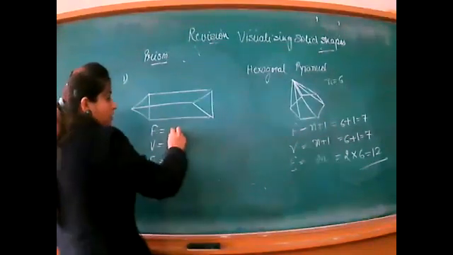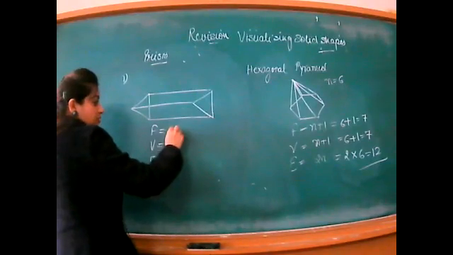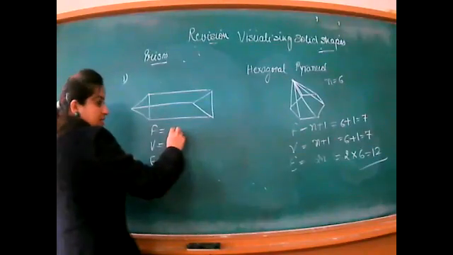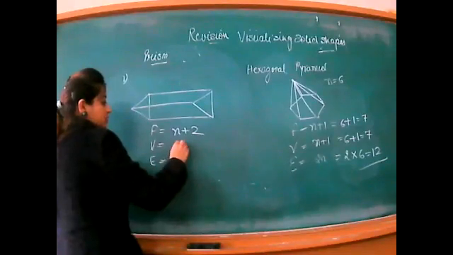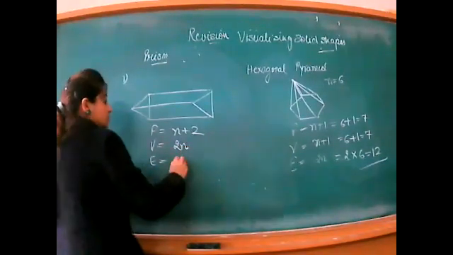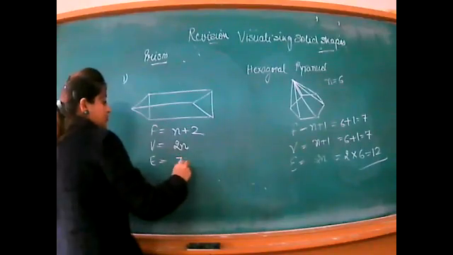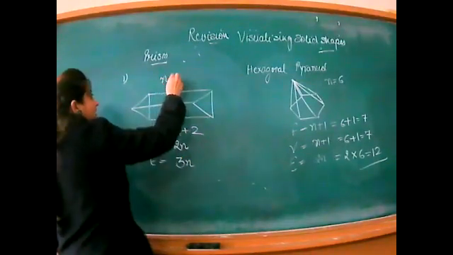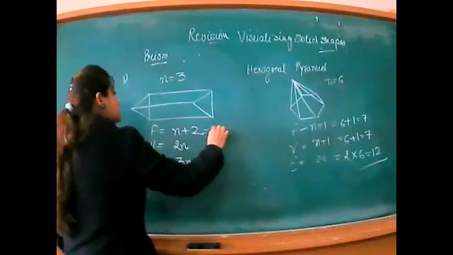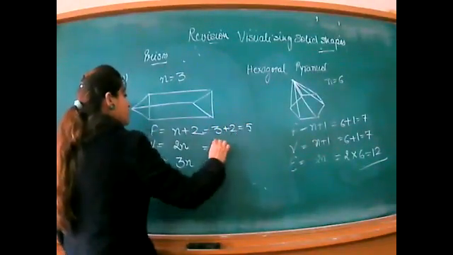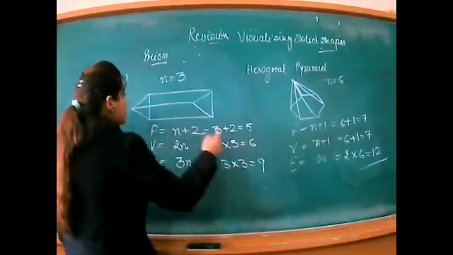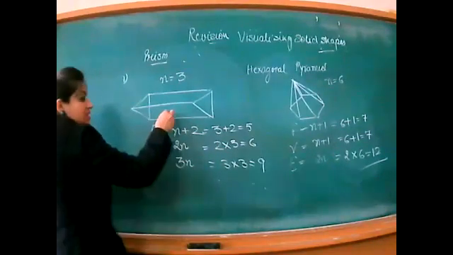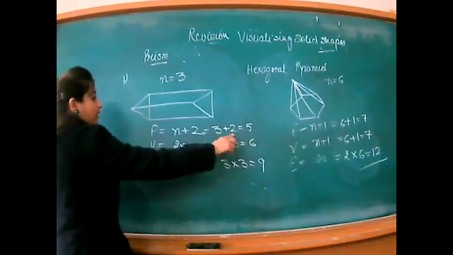can you tell me the formula? Ma'am, faces are n plus 2. Vertices are 2n. Edges are 3n. So n is 3 here. So 3 plus 2 is 5. 2 into 3 is 6. 3 into 3 is 9. You can count faces: 3 side faces, 1 top, 1 bottom, 5.